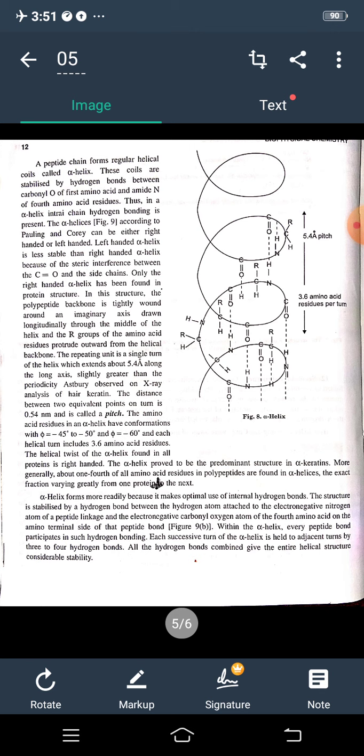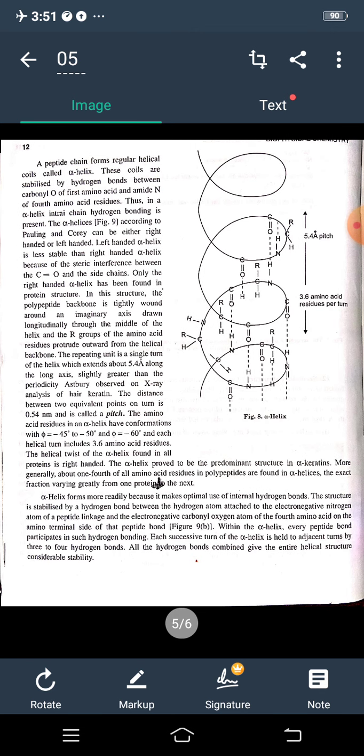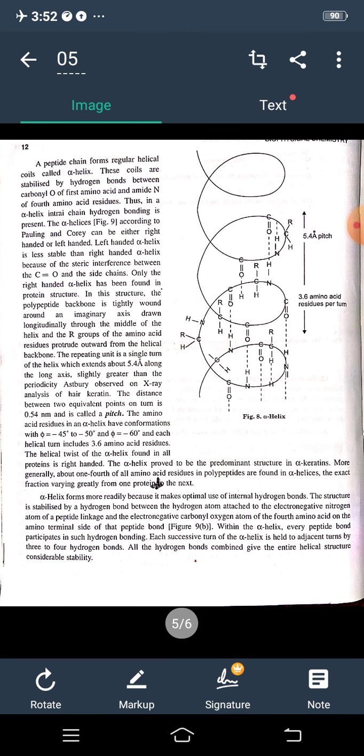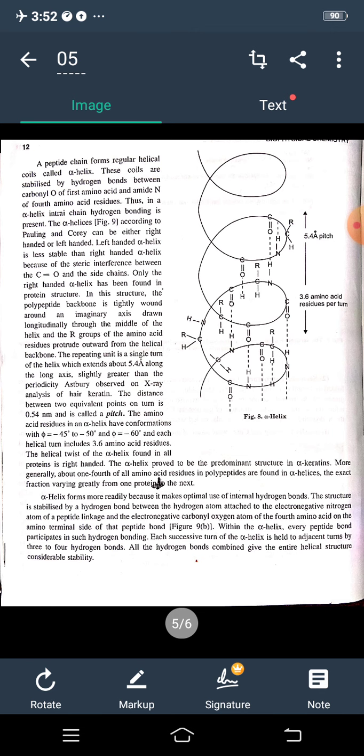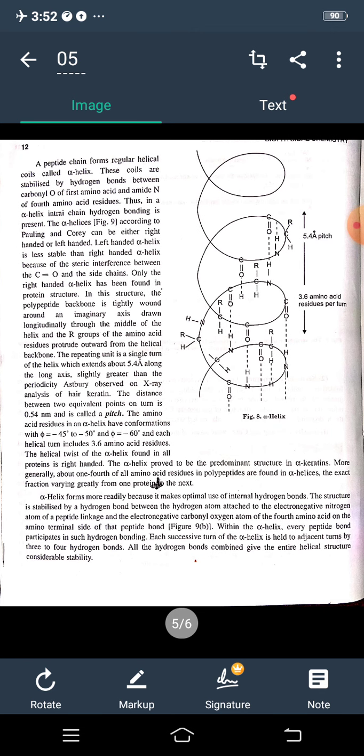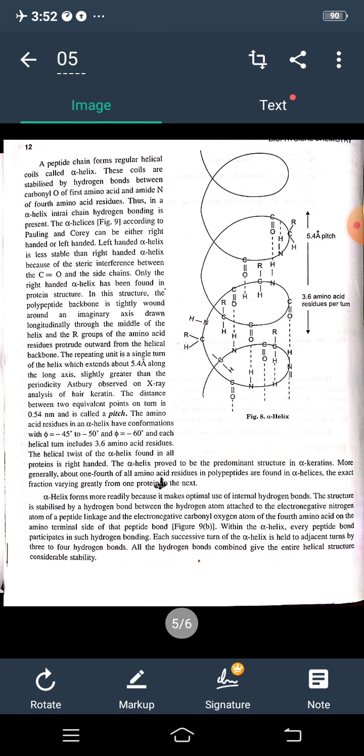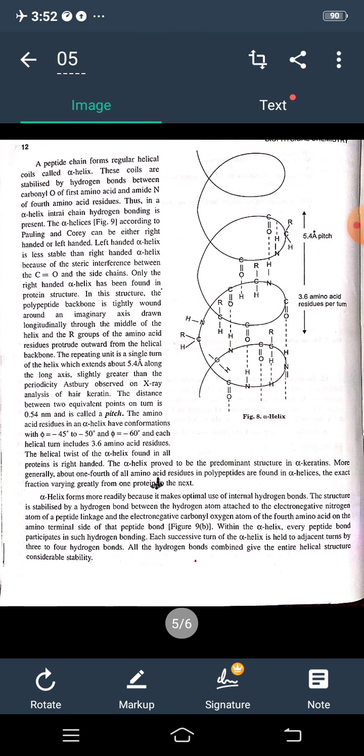The alpha helix proved to be the predominant structure of alpha keratins. More generally, about one-fourth of all amino acid residues in polypeptides are found in alpha helix, the exact fraction varying greatly from one protein to the next.